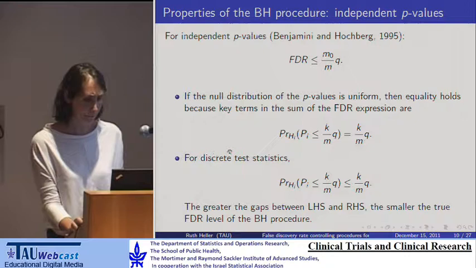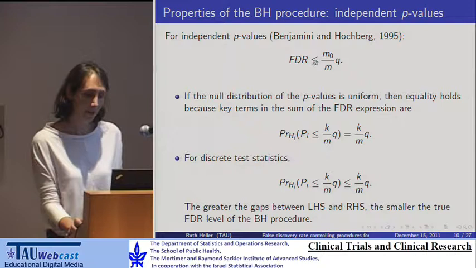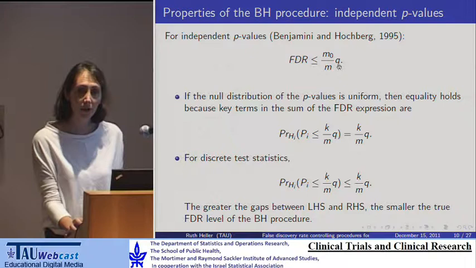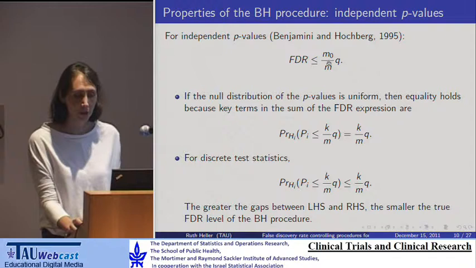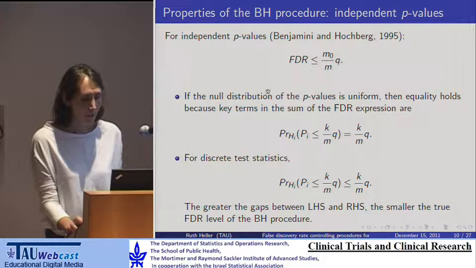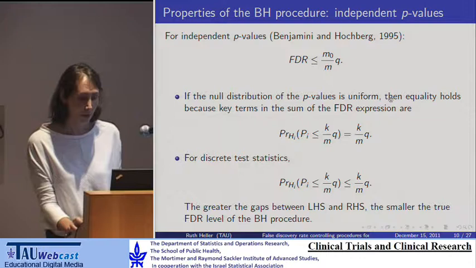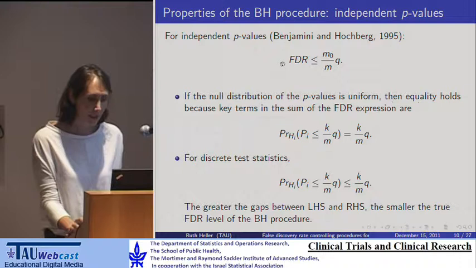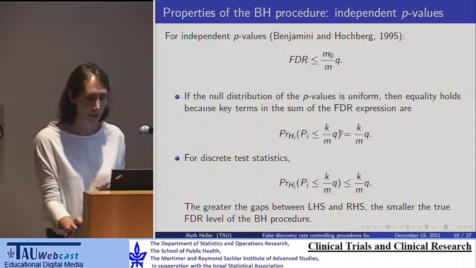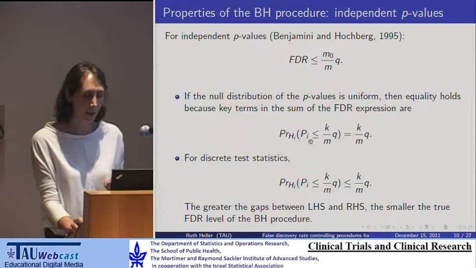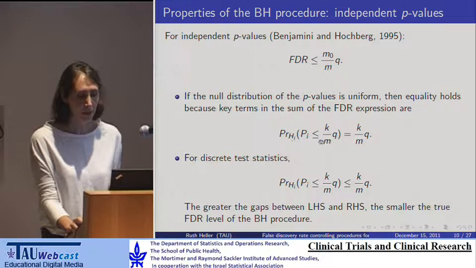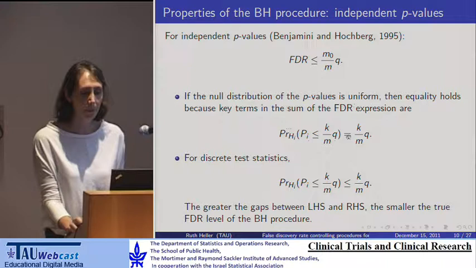And now, for independent p-values, it was shown in that paper that the false discovery rate is indeed at most the desired level q times the fraction of true null hypotheses out of all the hypotheses. Now, if the null distribution of the p-values is uniform, and that's what it typically is when you have a continuous test statistic, continuous data, then equality holds, and the reason for that is that you can look at the FDR as a sum of various terms, and these various terms look like that. So basically, if under the null the p-value is uniform, then the probability of the p-value being at most a certain constant is equal to that constant. And then you sum up all these terms, and you get exactly this bound here.